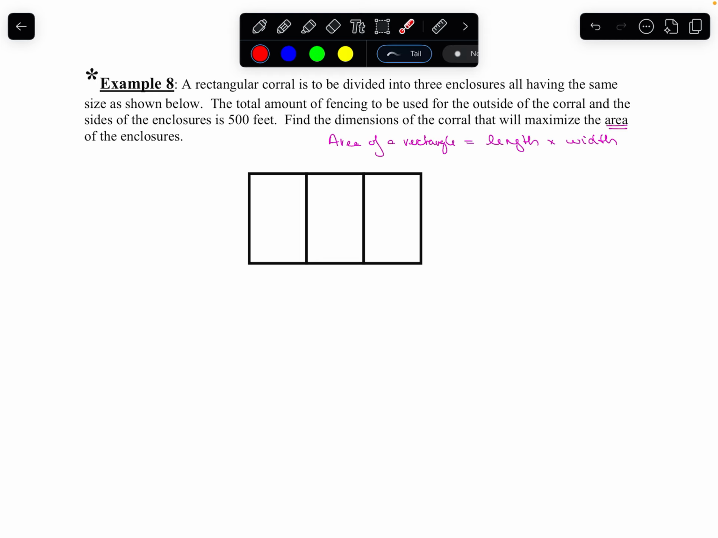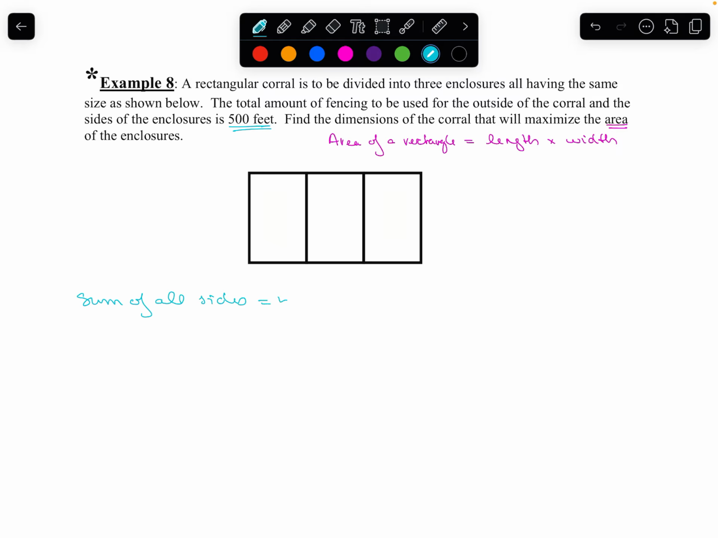We also know that this 500 feet is going to take up all these sides. That's what this 500 feet is. So all of those sides, we're going to be summing up. So this 500 feet, we're going to do is the sum of all sides is equal to 500 feet. It's another thing that we know, we understand that intuitively. We're actually told that.